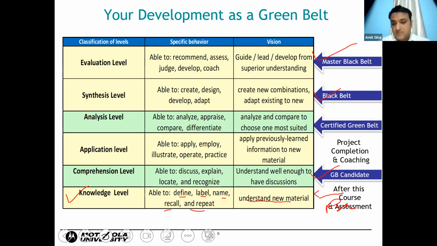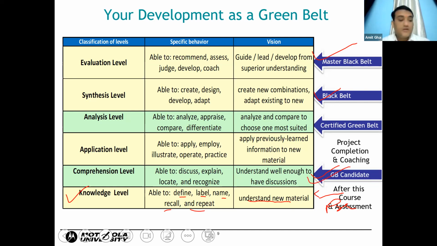Today's 1 hour class will tell you what Six Sigma is all about. It is not going to talk about anything in Six Sigma itself. You will just know what Six Sigma is all about. Then when you enroll for a 40 hours class, you become the GB candidate.